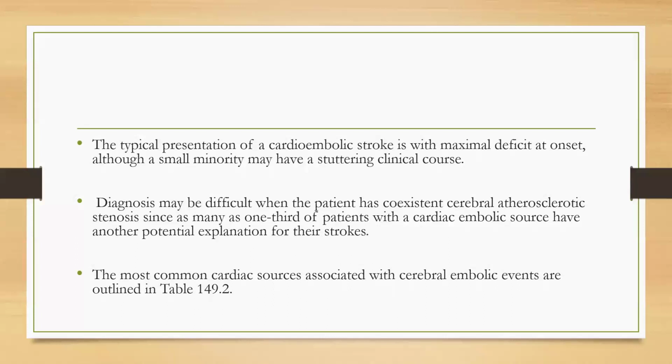The typical presentation of cardioembolic stroke is with maximal deficit at onset, although a small minority may have a stuttering clinical course. Diagnosis may be difficult when the patient has coexistent cerebral atherosclerotic stenosis, since as many as one-third of patients with a cardiac embolic source have another potential explanation for their stroke. The most common cardiac sources associated with cerebral embolic events are outlined in the table.